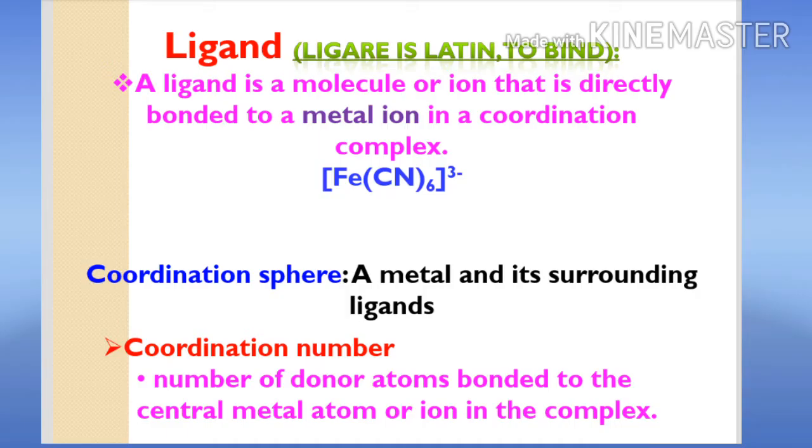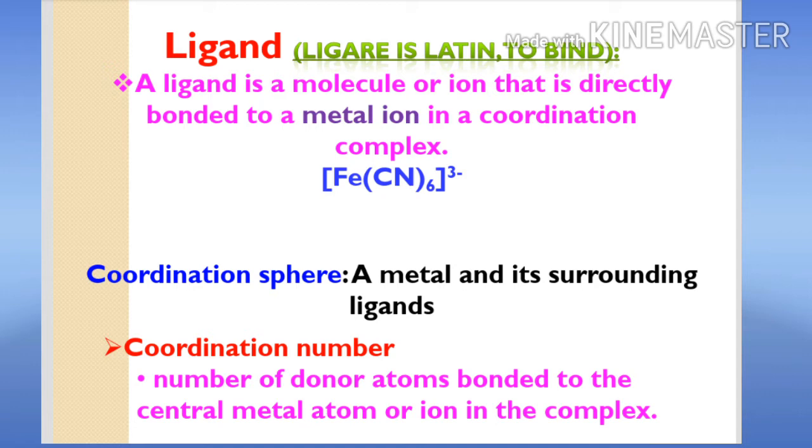In the previous slide, we have seen the word ligand. Now, what is a ligand? Ligand is a Latin word. It means bind. The definition of ligand is a molecule or ion that is directly bonded to a metal ion in a coordination pair. For example, in this case, there are 6 cyanide groups which donate their lone pair of electrons to the central metal atom, the iron, and form the complex. It means that the 6 cyanide groups are the ligands.